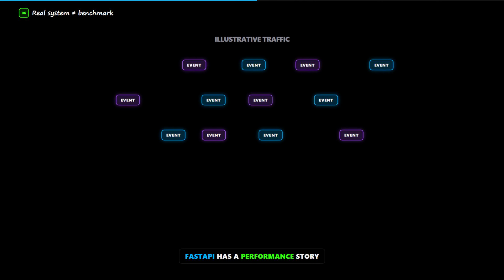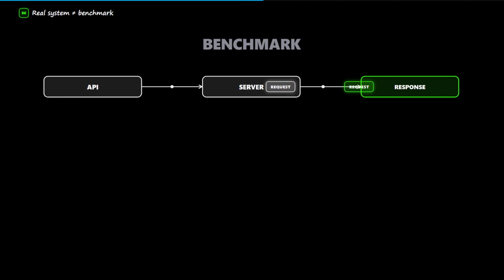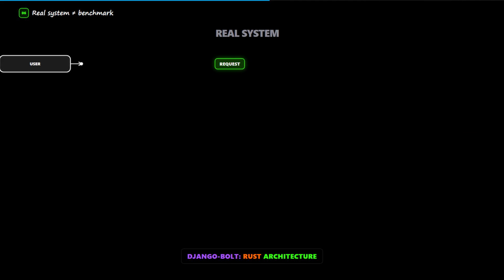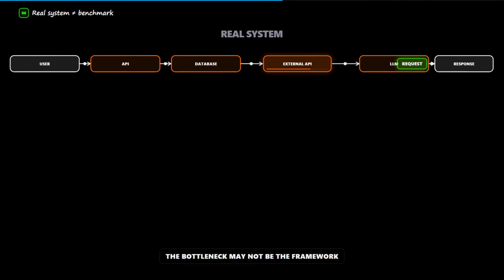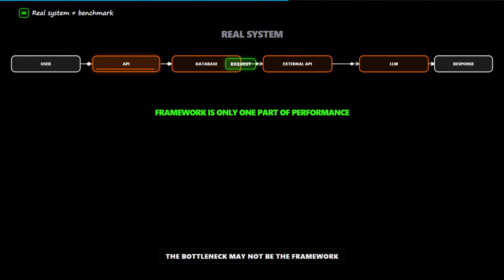FastAPI has an excellent performance story for asynchronous APIs. Django-Bolt has an interesting Rust-powered architecture, but your real bottleneck might be the database and external API, network latency, serialization, or badly designed application logic.